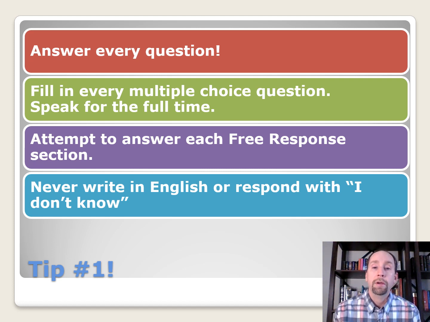Same thing for the free response sections. Make sure that you're writing an answer, even if you're completely lost. Hopefully you're not after you practice so much, but you need to write something, and that's going to give you a point just for having made a valid attempt. Never write a response in English. That's a score of 0. Never write I don't know or "yo no sé." That's a score of a 0. But if you give at least a valid attempt, you do get 1 point.